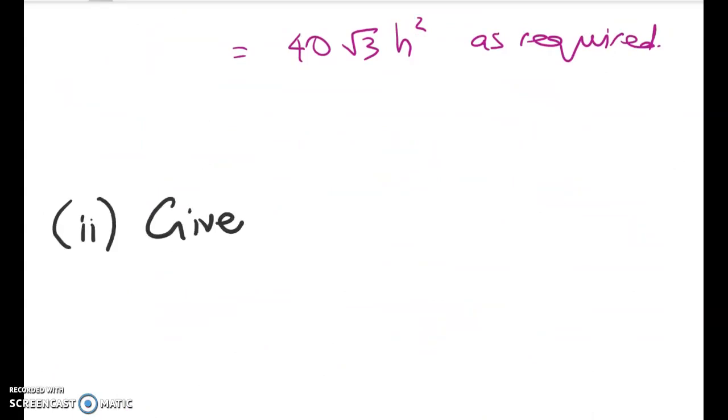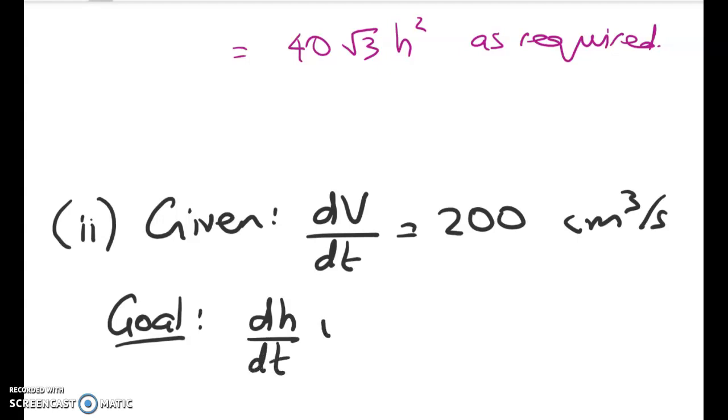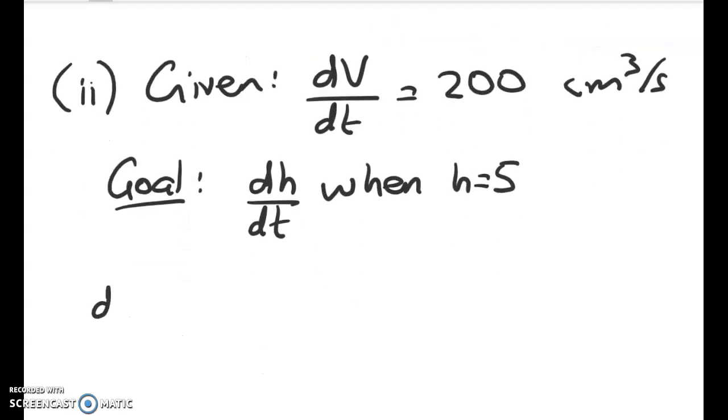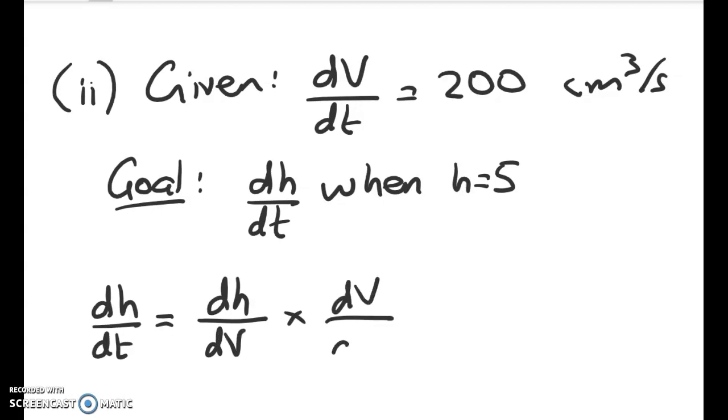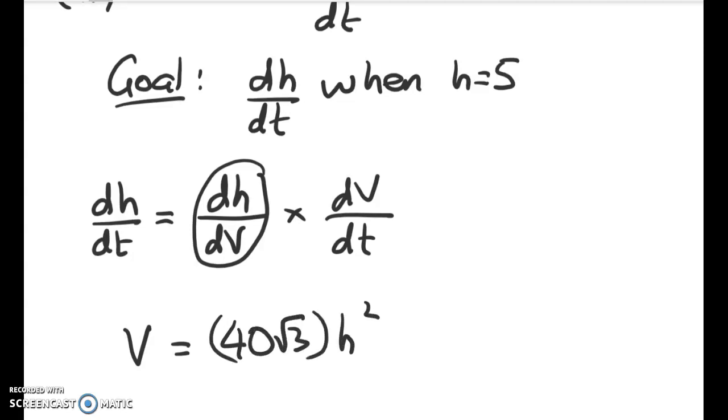So what are we given? Well, we're told that the water is flowing in at a rate of 200 cubic centimetres per second. And our goal is to find the rate at which the height is changing when h is equal to 5. So this is a straightforward chain rule question. dh by dt is equal to something times something. So it's going to be dh by dv times dv by dt. We've just about got this because we know that v is equal to 40 root 3 h squared.